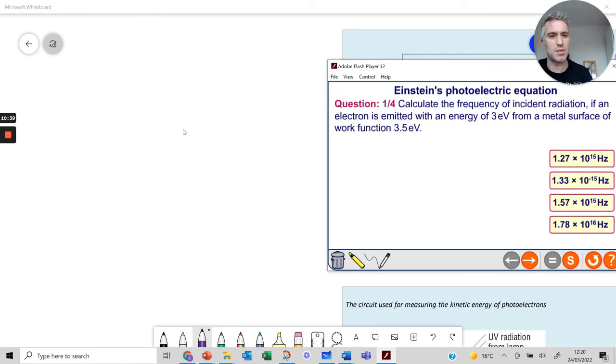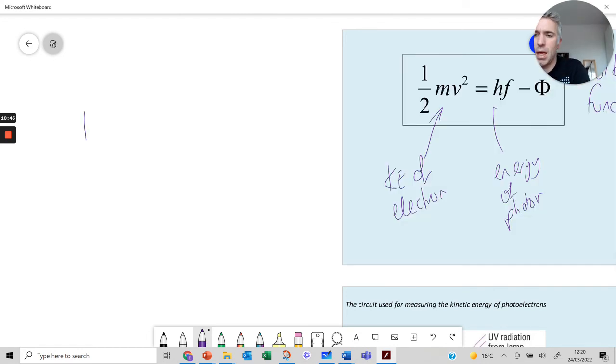Calculate the frequency of incident radiation if an electron is emitted with an energy of 3 electron volts from a metal surface with a work function of 3.5. So this is saying KE equals... I haven't done this. Where's the mouse?